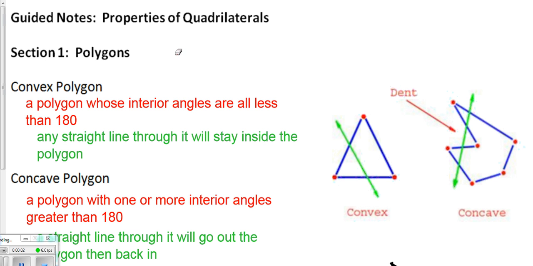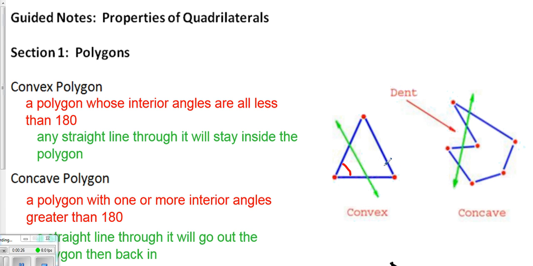All right, Unit 4 is all about properties of quadrilaterals. Section 1, we're going to first talk about some of the properties of polygons before we get to how they relate to quadrilaterals. So first off, a convex polygon is a polygon whose interior angles are all less than 180. Another way to think of that, any straight line through it will stay inside the polygon.